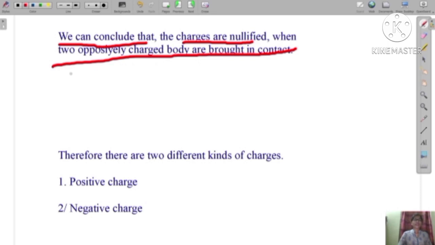So if I explain in detail, let us see here two bodies. One body, let me call it body A, and this other body is B. So both the bodies are rubbed to each other.